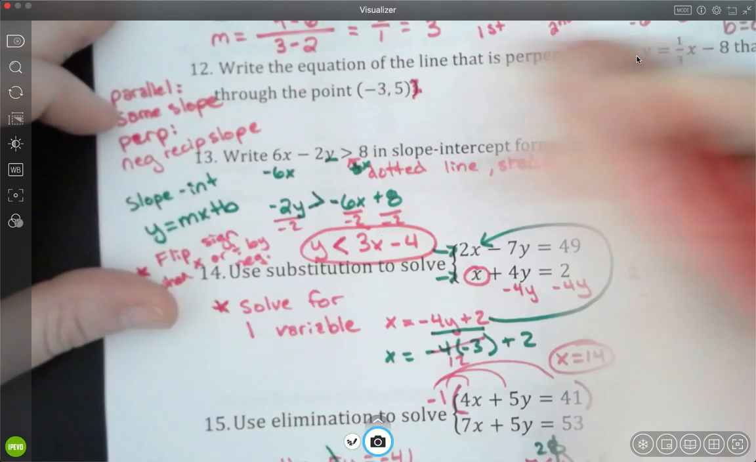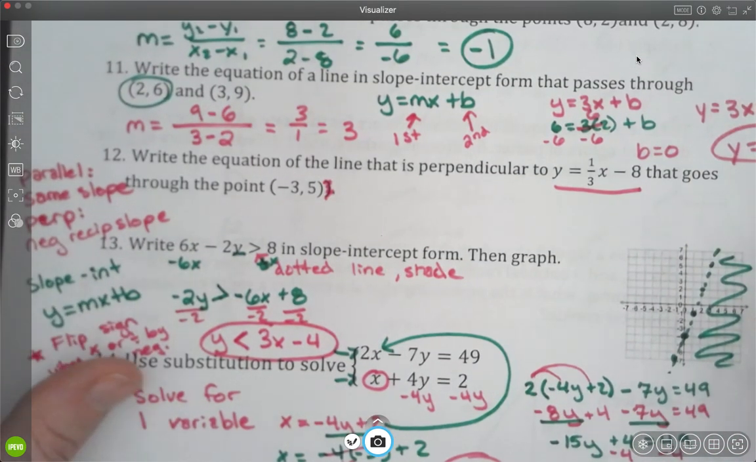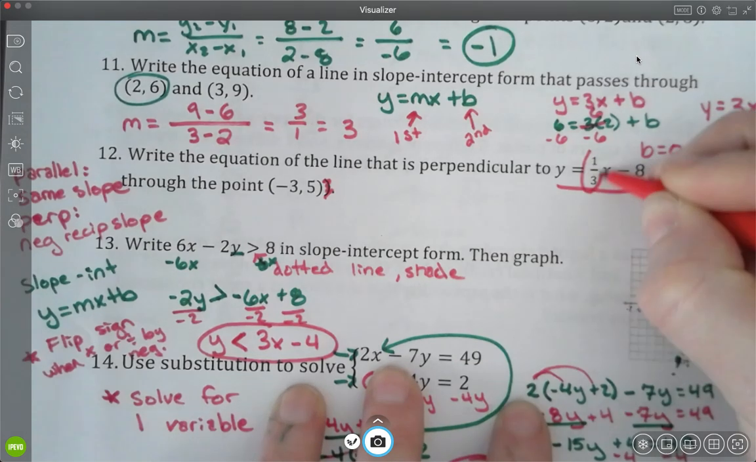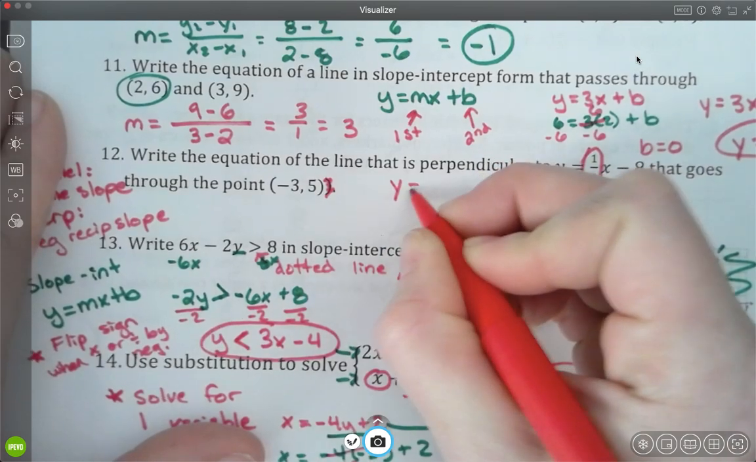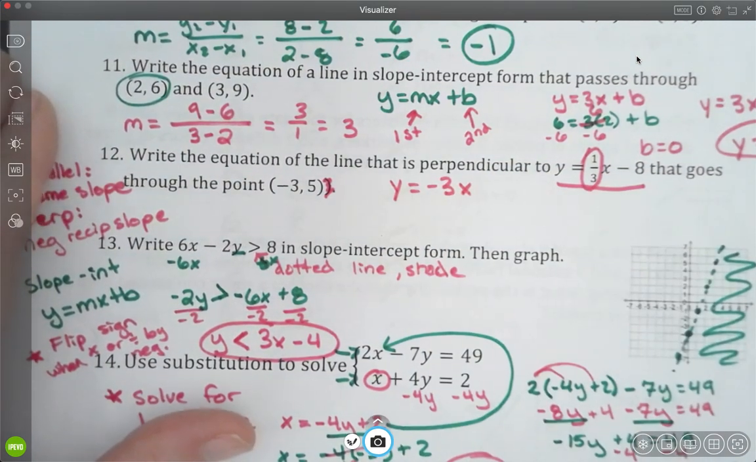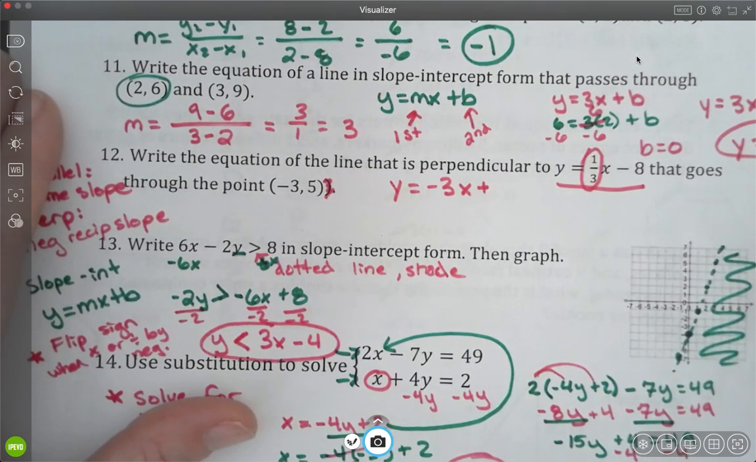Okay, so my line that I have originally is 1/3 x minus 8. What is the slope of that line? 1/3. But I want my slope to be perpendicular to that one, so I need to do the negative reciprocal of that. So it'll just be negative 3. So I want y equals negative 3x this time, plus what?